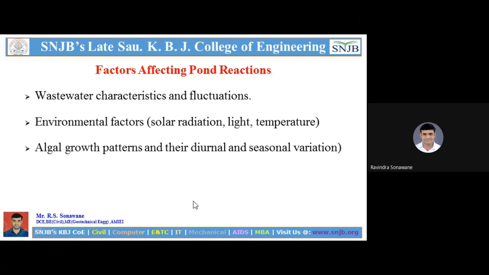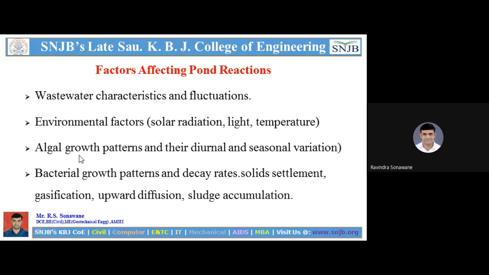Algal growth pattern and its diurnal and seasonal variation. The algal growth pattern varies with the season. It may happen because in the rainy season there is minimum chance of sunlight or sun rays falling on the earth's surface due to clouds, and the day action and night action can also affect the pond reaction.